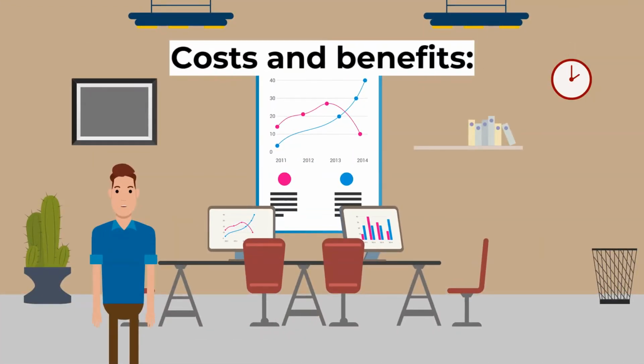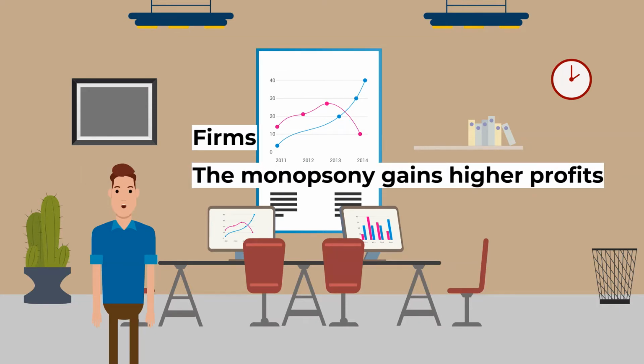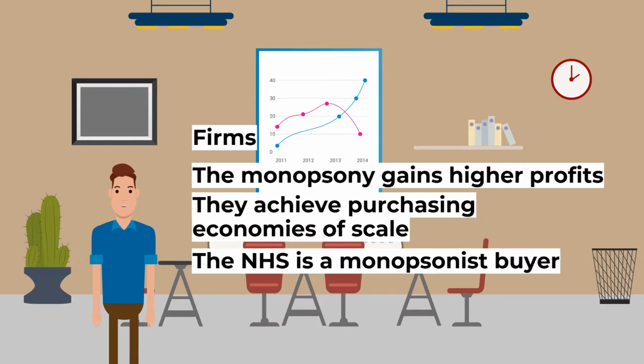So, what are the costs and benefits? Firstly, firms. The monopsony gains higher profits by being able to buy at lower prices. This increases the funding for research and development and leads to more return for shareholders. They achieve purchasing economies of scale, which will lower costs and increase profits. The NHS is a monopsonist buyer of pharmaceuticals, and this leads to significantly lower prices. As a result, they can invest more and pay for more treatments.